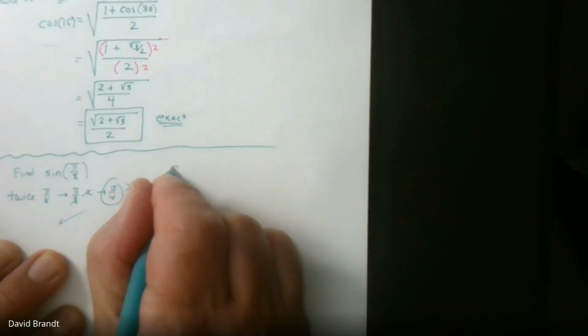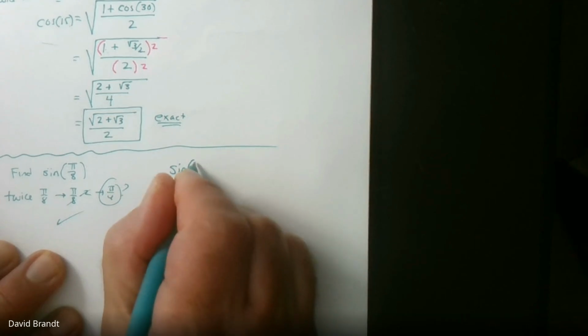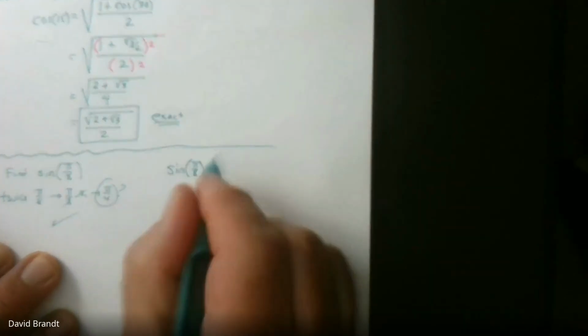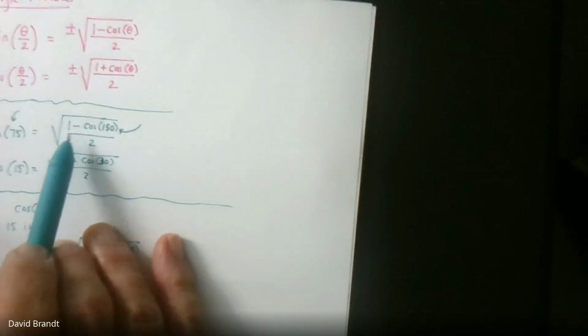So we're going to use the half angle formula for sine. So I'm going to write sine of pi over 8 equals, now the formula for sine is, here it is right here.